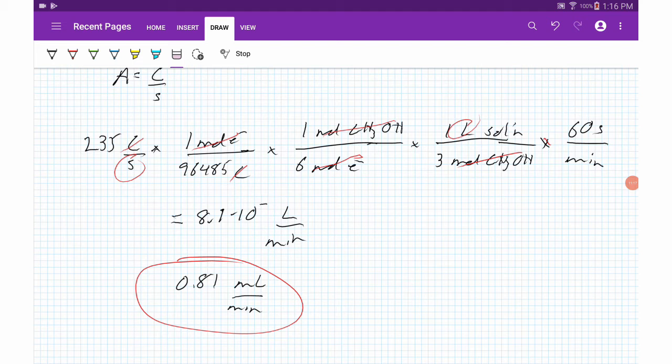Actually, my error, it's minus 3. I'm trying to figure out where I've made an error in this calculation. This is minus 3, and so this is 8.1 milliliters per minute. That's better. 8.1 milliliters per minute is the flow rate of the methanol solution required to produce 150 watts of usable power.